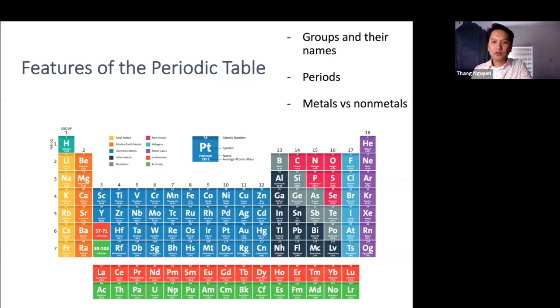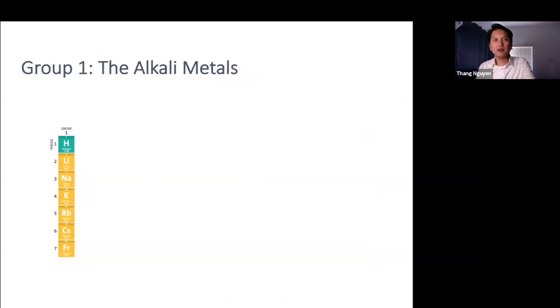Now let's zoom in a little bit. As we talked about earlier, each column is known as a group or family, because all of the elements in this column will have very similar characteristics, similar reactivity. The first group, and you should know these by names, because I'm going to go over only a few of them by name, so you should know the ones I go over. The first group is called the alkali metals. They include hydrogen, lithium, sodium, potassium, rubidium, cesium, and francium.